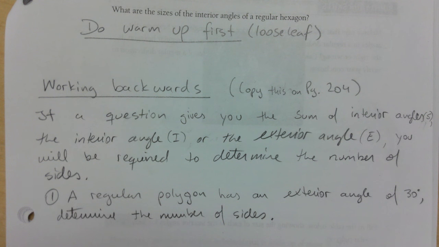So write this down, working backwards. If a question gives you the sum of interior angles, or the interior angle, or exterior angle, so they will give you that already. You're not calculating that, right? You will be required to determine the number of sides. Most likely, that's what's going to happen. So have this written down so you know for the test.